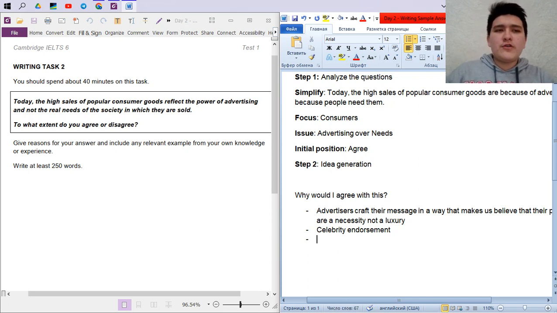Can we come up with any other reasons? Let me think. This could take a while. Why would I agree with this? Three reasons should be enough. Why would I agree with this? Celebrity endorsements, I used that. Let me see.